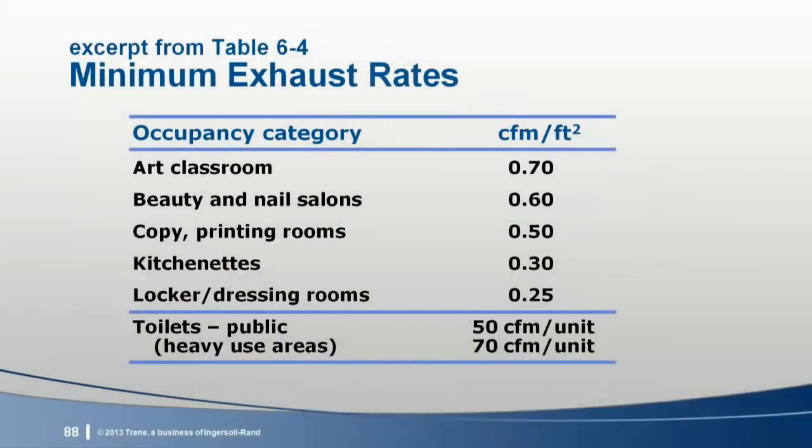This section contains a table that includes minimum exhaust rates for space types where specified contaminants are generated. Here's an excerpt from that table. The intent is to remove these contaminants at the source by exhausting them directly. For example, an art classroom in a school must be designed to exhaust 0.7 CFM per square foot of floor area. Note also that the exhaust requirements for toilet rooms are based on the number of water closets or urinals.